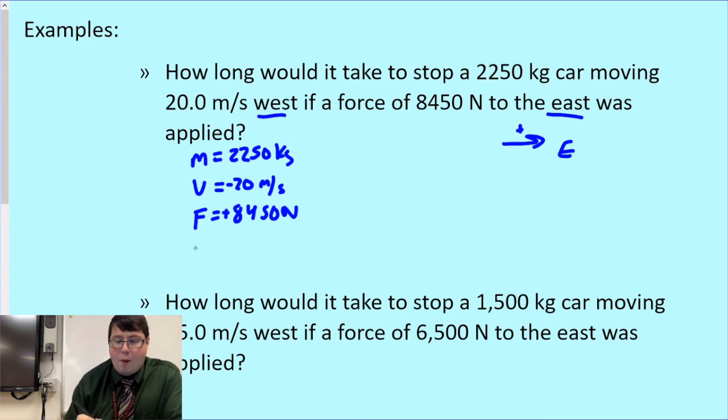And then finally, I want to figure out the time here. Now this is my initial velocity. We're going to go ahead and stop it, so my final velocity is going to be 0 meters per second.